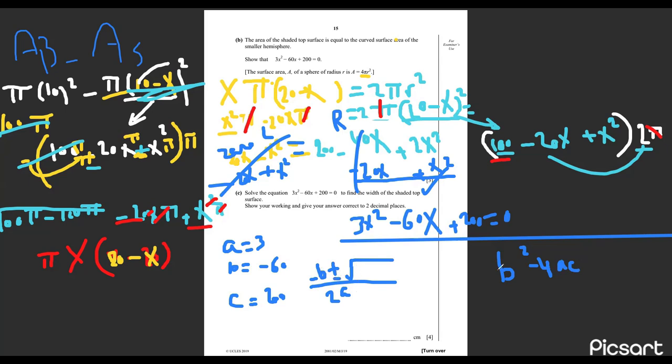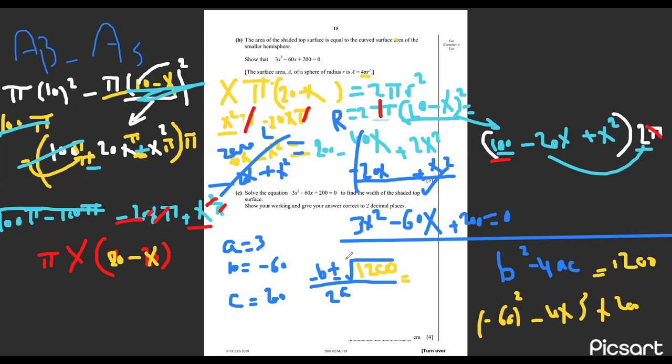This is the rule, but I need to write the number correctly. B squared, which is negative 60 to the power of 2, minus 4 multiplied by 3 multiplied by 200. Then I write this number directly under the root. The number under the root will be 1,200, and this is a perfect way to solve it with the rule.